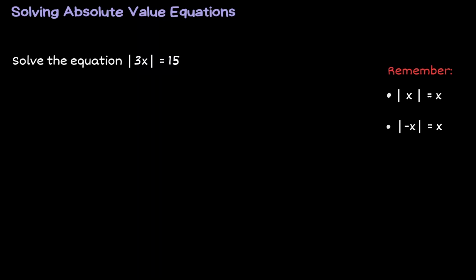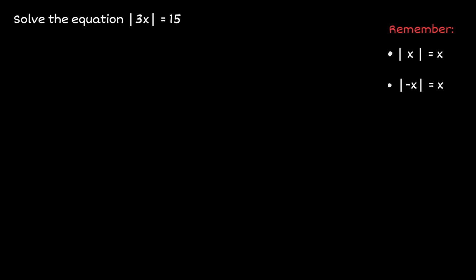Welcome. Let's discuss how we can solve absolute value equations. Let's start by reminding ourselves of a key property of absolute values. The outcome of an absolute value is always positive. So let's give some examples.